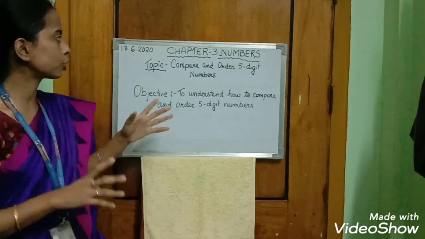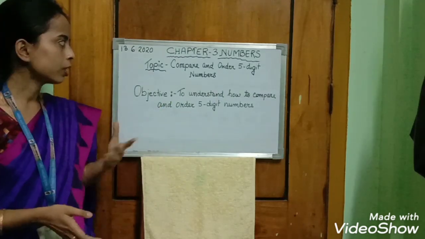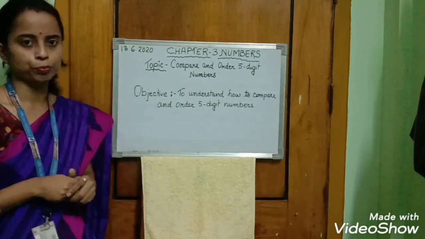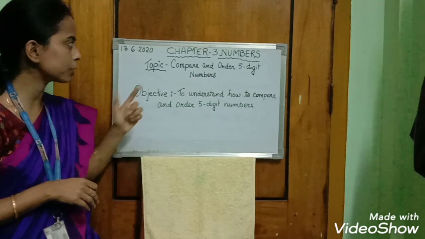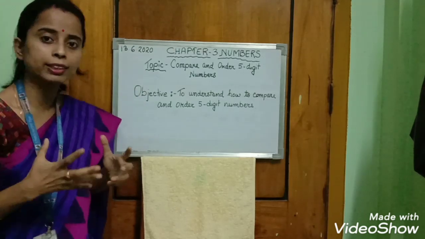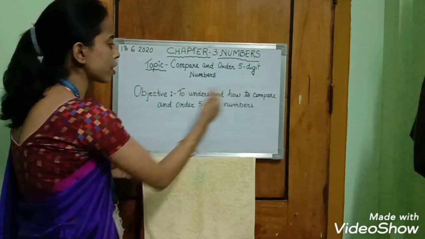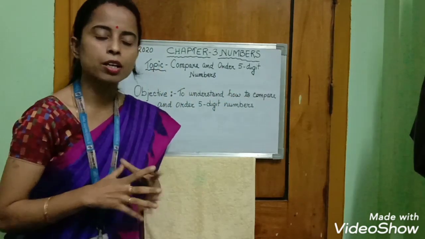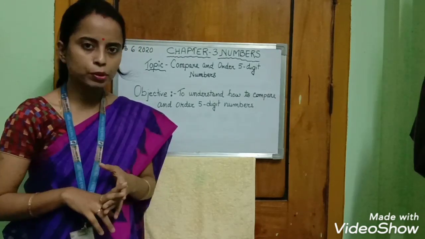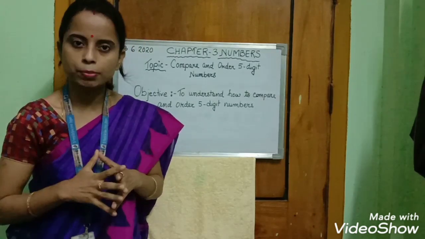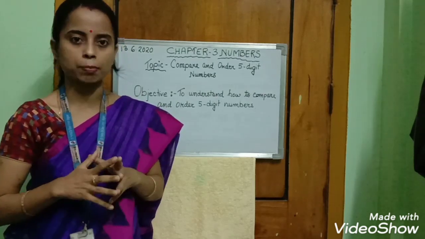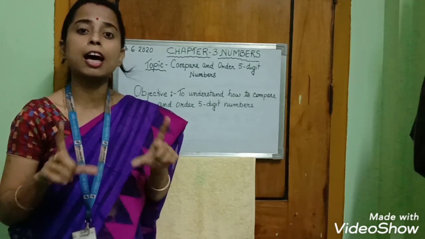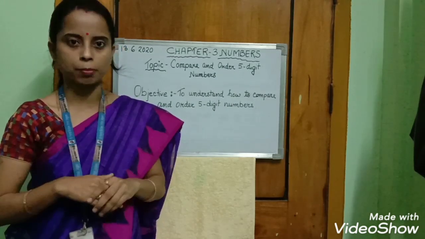So the topic which I am going to discuss with you all is about the compare and order of 5-digit numbers. Now the objective. What is the objective of this topic? To understand how to compare and order 5-digit numbers. Children, you have learned how to compare and order 2-digit numbers. You have also learned about 3-digit numbers and 4-digit numbers. Now, we are going to learn how to compare and order the large numbers, that means the 5-digit numbers.